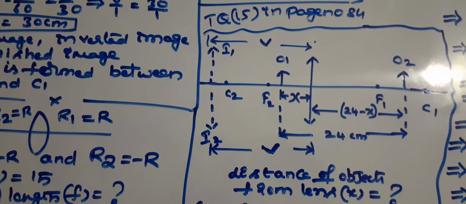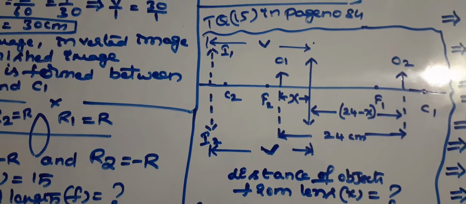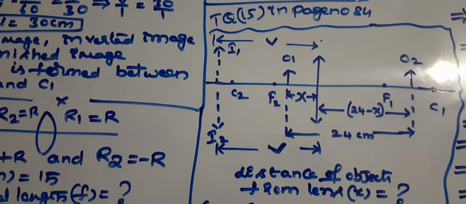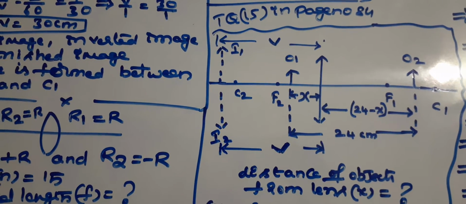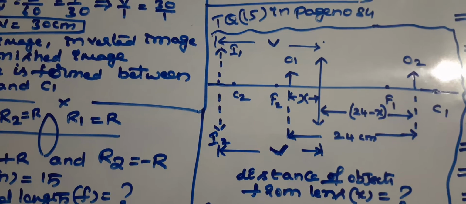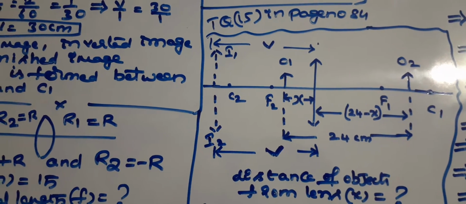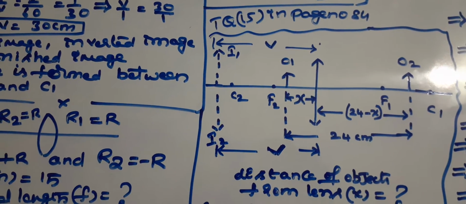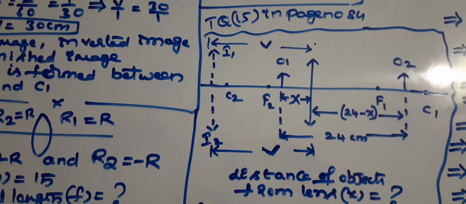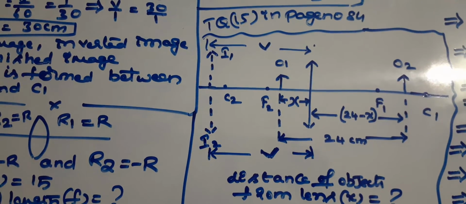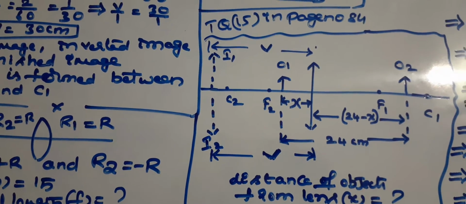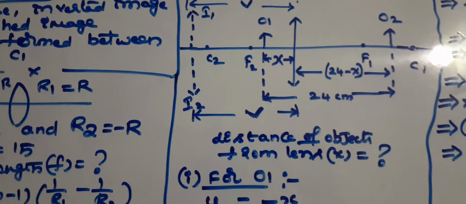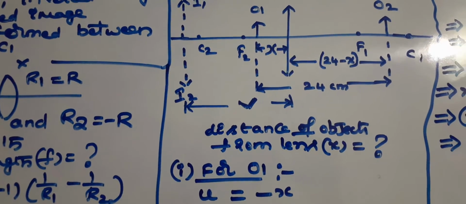Let object 1 be placed between f2 and lens. Object O2 is placed between f1 and c1. So distance between object O1 and object O2 is 24 centimeter. When the object is placed between focal point and lens, it forms a virtual image. When the object is placed between C1 and F1, it forms the image beyond center of curvature C2. You can see I1 and I2 are the images of object O1 and O2. Their distances from the lens are V. We want to calculate the distance of object from the lens, X is taken.